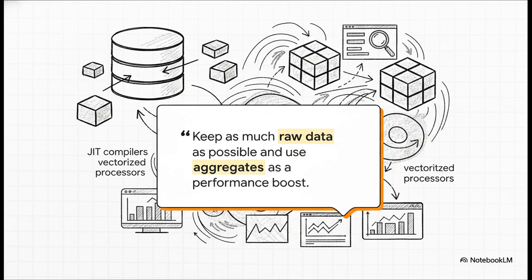The sophisticated execution engines we discussed earlier, those JIT compilers and the vectorized processors, they are exactly what make querying that massive raw data possible in the first place. Materialized views and data cubes are then deployed strategically on top of that raw data, acting purely as a performance accelerator for the executive dashboards and reports that people check every single day.